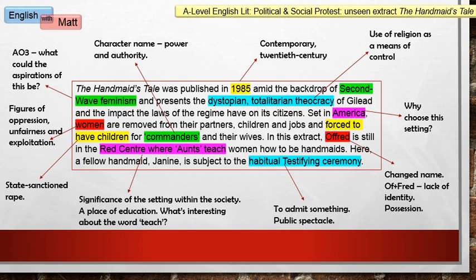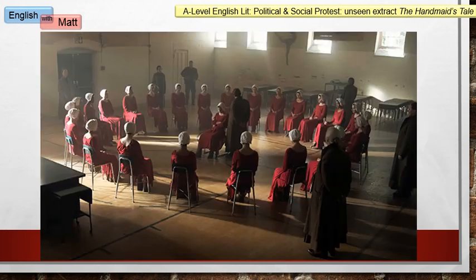Some of you might have seen Handmaid's Tale on TV. It has become an incredibly popular series. I think it's now had 5 or 6 series. The first series is the only series about the book, though. So if you want to just stay true to the book, then it's just the first series. And then it became so popular, they decided to make many more series afterwards. This is from episode 1 of series 1, where we see the testifying ceremony taking place.